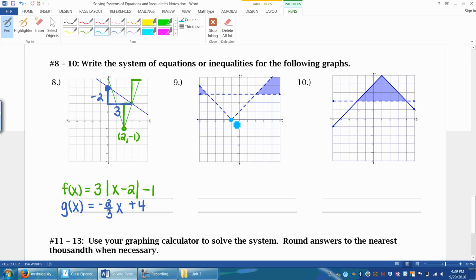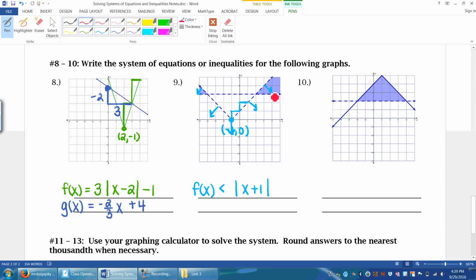On number 9, the absolute value has a vertex at -1, 0. To move it to the left 1, I'm going to put x plus 1 inside the absolute value. It's a dashed line, so it doesn't get an equal to symbol. The shading is actually below the graph. If I draw the arrows on the left and the right side of the graph, they're pointing down towards the shading, so it's a less than symbol. And just a quick check of the multiplier here, it looks like we're going up 1 over 1, so I don't need to fill in a 1 out in front.